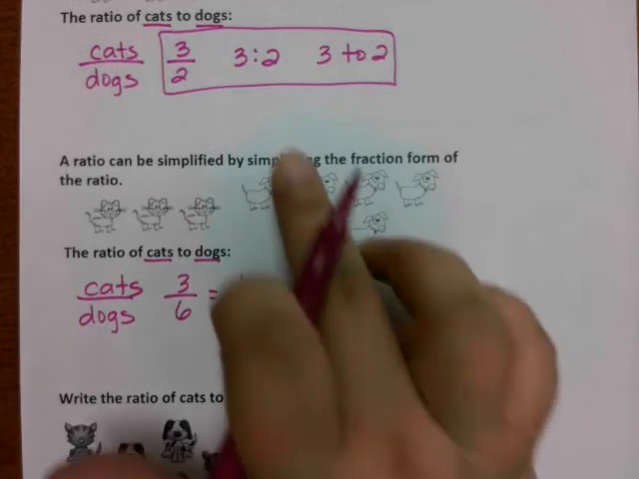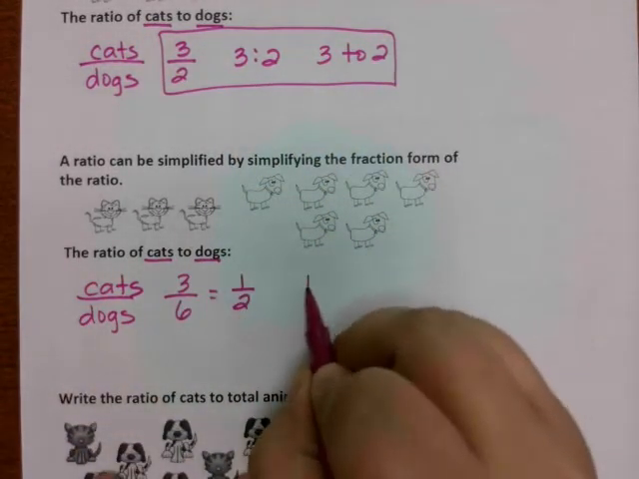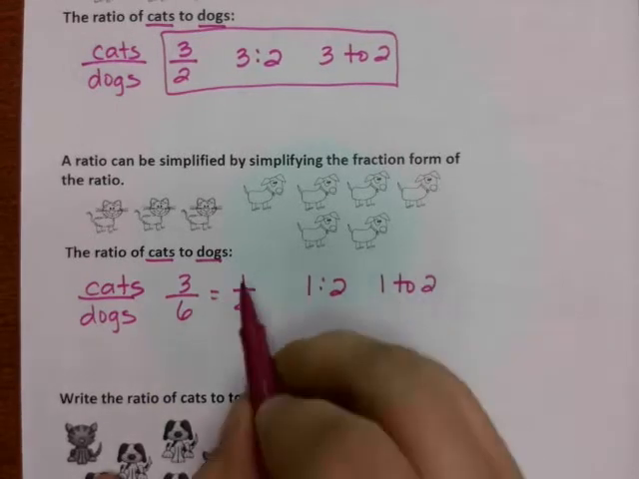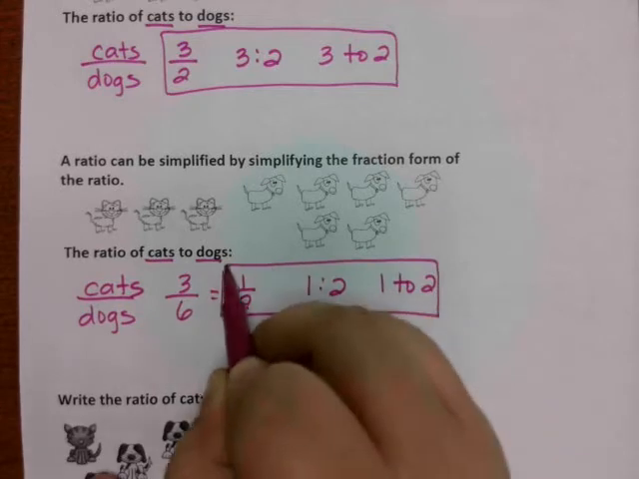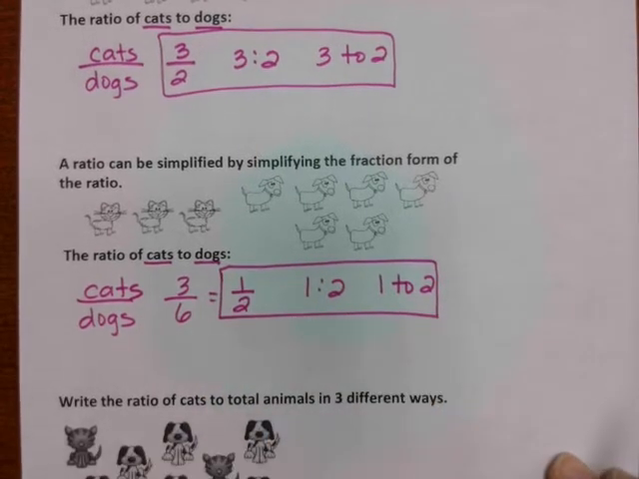So there's my simplified ratio, 1 to 2. So when I write them in the other forms, we need to make sure we write it with the simplified numbers. So 1:2, 1 to 2. So if you can simplify, make sure you simplify first before writing them the other ways.